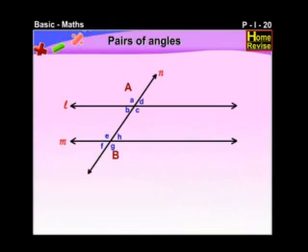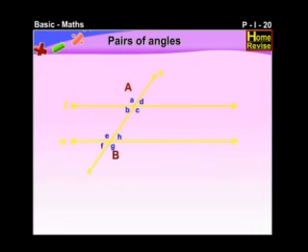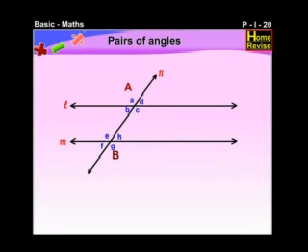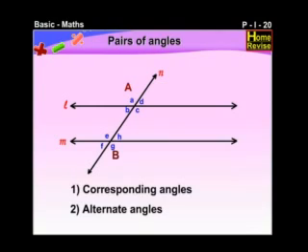Observe this figure. There are two lines, line L and line M, and the third line N is a transversal of line L and M. This transversal line N intersects the line L at point A and it intersects line M at point B. These three lines determine 8 angles at points A and B. We will now consider certain pairs of angles. Number 1, corresponding angles. Number 2, alternate angles. And number 3, interior angles.